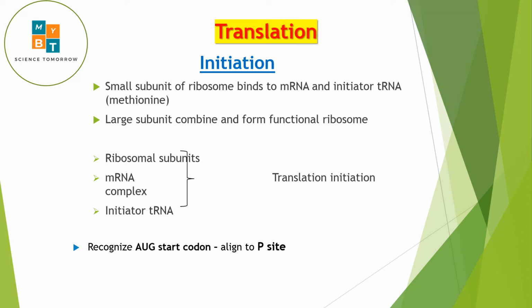So the initiator tRNA is very important. We know that initiation starts with the initiator tRNA. The mRNA has an AUG codon. This is the AUG site, which you call the start codon. This is aligned with the P site of the ribosome. So that is what happens at the initiation of translation.